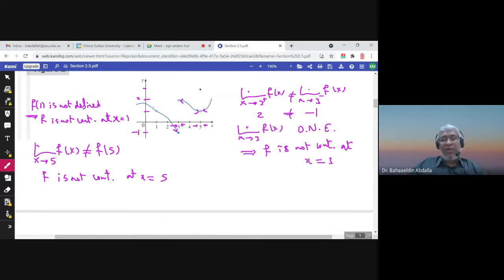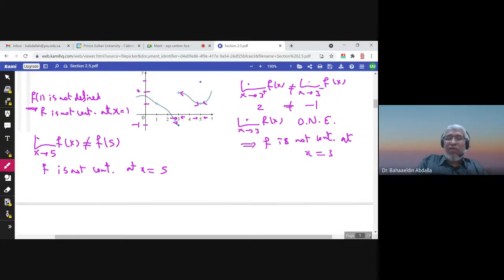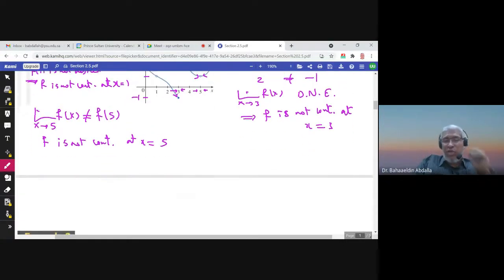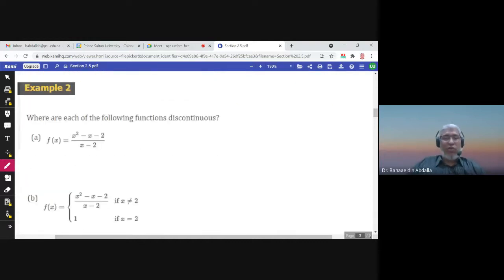This kind of discontinuity at 1 and at 5 is called removable discontinuity. We can remove the discontinuity at 1 by defining f of 1 equals 1, this point. And by defining f of 5 equals 1 also, the function would be continuous at 5. So the discontinuity at 1 and 5 is called removable discontinuity.